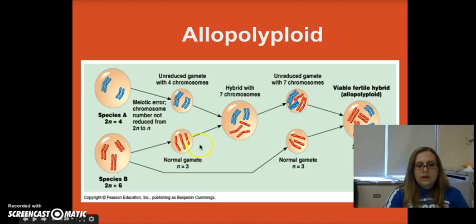Here we have a normal gamete. These two can form a hybrid with 7 chromosomes. And now we have an unreduced gamete with 7 chromosomes right here. Now if this unreduced gamete with 7 chromosomes were to fuse with a normal gamete from this original species, you have a 2n equals 10, so we're back to an even number of chromosomes, and now this would be a viable fertile hybrid because it's got an even number of chromosomes.